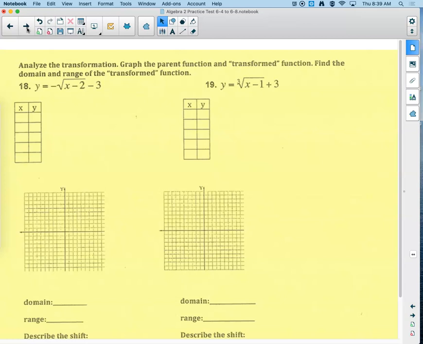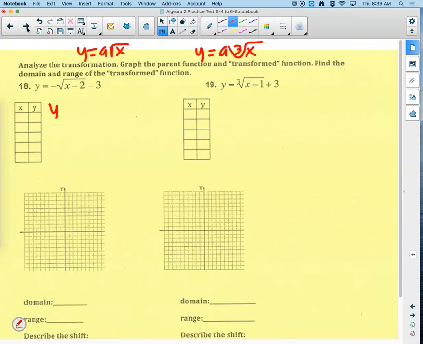So what we're going to use for our table again is y equals a square root of x, or y equals a cube root of x, depending on whether or not it's a square root or a cube root. So in this one we have to take the negative along for our table. Do you remember the nice numbers we picked the other day when we were working with square roots? Anybody have the list?